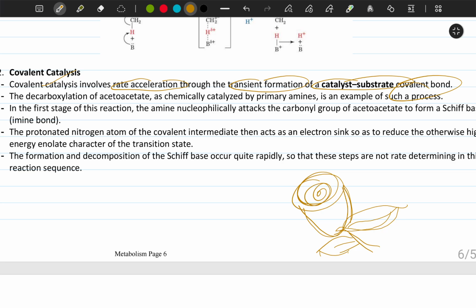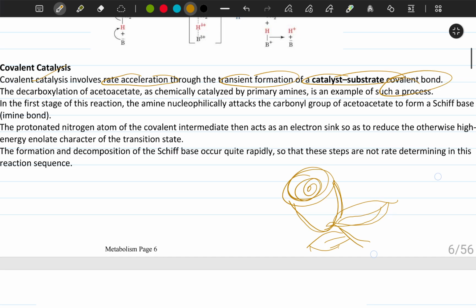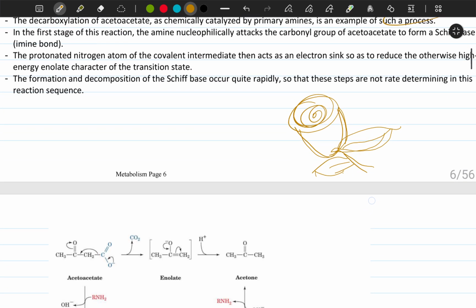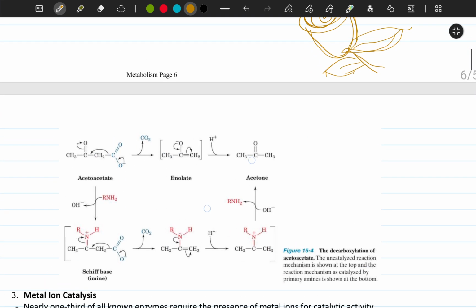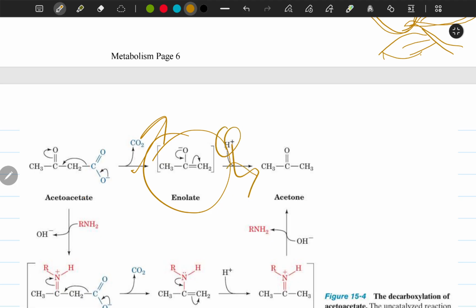In the first stage of this reaction, the amine nucleophilically attacks the carbonyl group of the acetoacetate to form a Schiff base imine bond. The protonated nitrogen atom of the covalent intermediate then acts as an electron sink so as to reduce the otherwise high energy enolate character of the transition state. Here, from acetoacetate, CO2 is removed, enolate is formed, a proton is added, and acetone is formed.